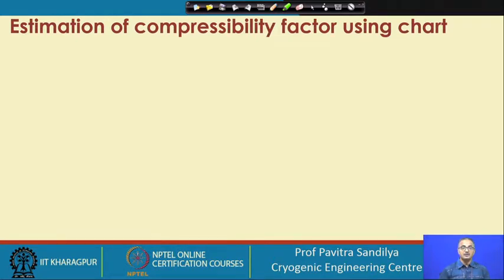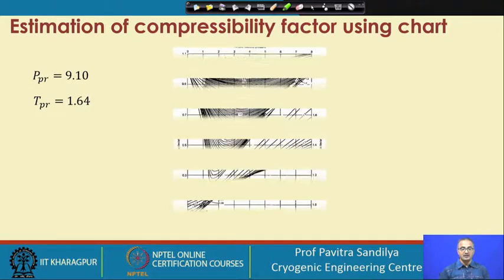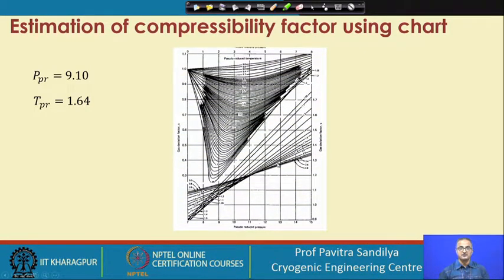Now, we shall be using these pseudo reduced values to find out the compressibility factor from this particular chart, which we have shown in our lecture. Here we have on the y axis the pseudo reduced pressure, and the pseudo reduced temperature is given in these particular curves. So, we first locate the pseudo reduced pressure from the x axis from the vertical line, and then we locate the pseudo reduced temperature from the horizontal line, and here we read out.